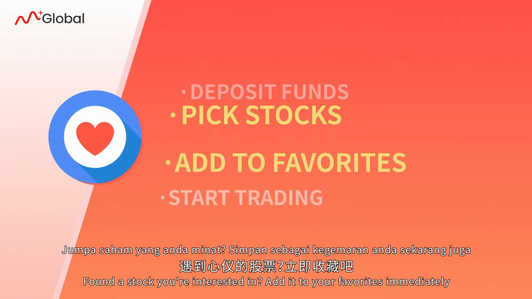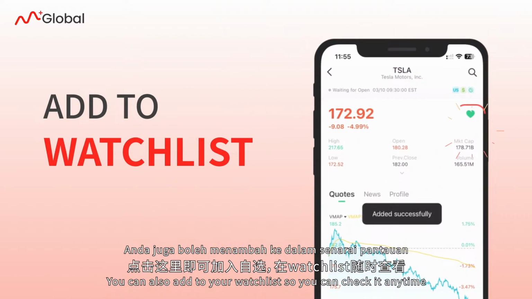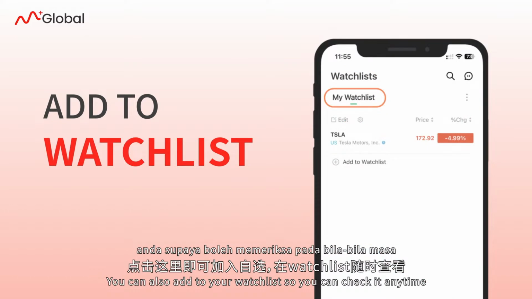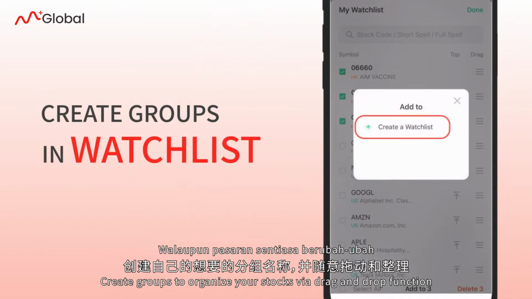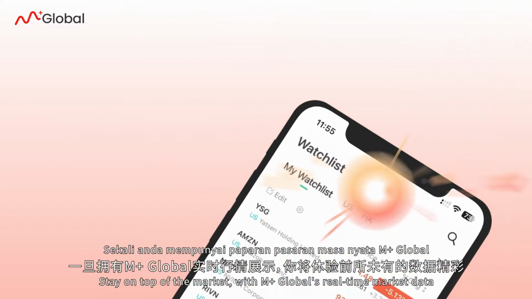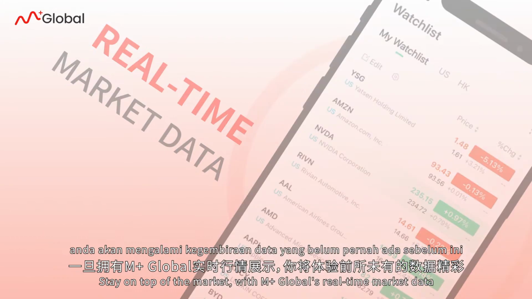Found a stock you're interested in? Add it to your favorites immediately. You can also add to your watch list so you can check it anytime. Use the Edit function to add or delete your selected stocks. Create groups to organize your stocks via drag and drop function. Stay on top of the market with M+ Global's real-time market data.